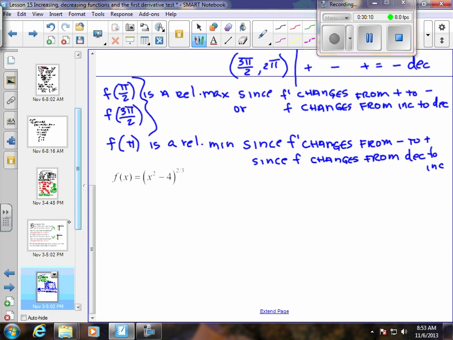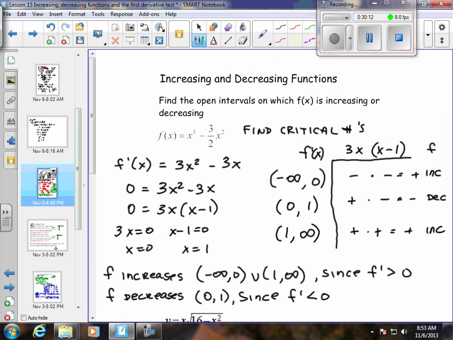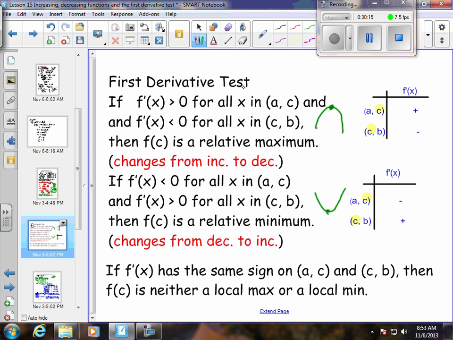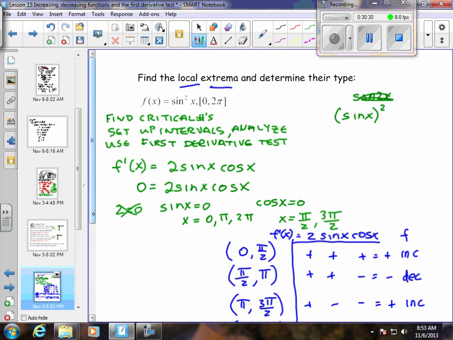That is the first derivative test. The first derivative test, if we find that the derivative is positive and then goes to negative, it's a relative max, okay? Good question. All right.